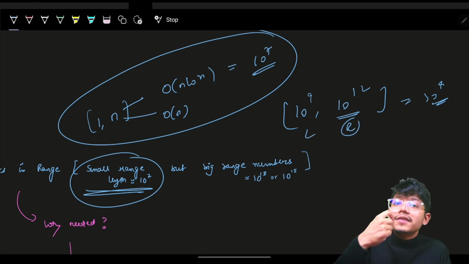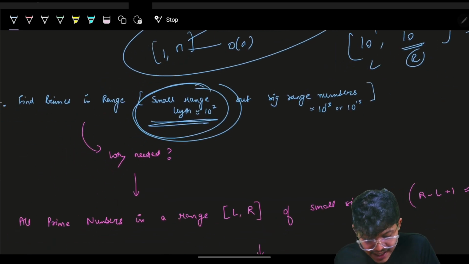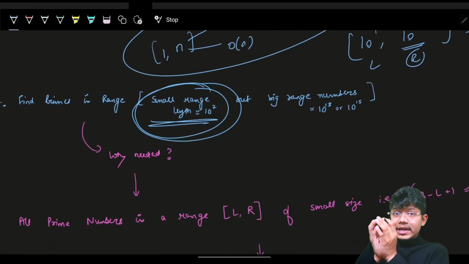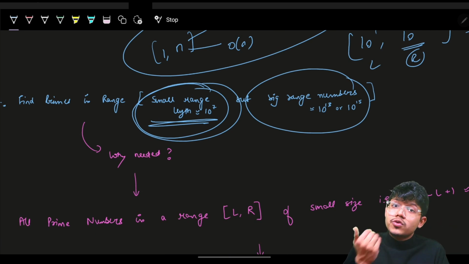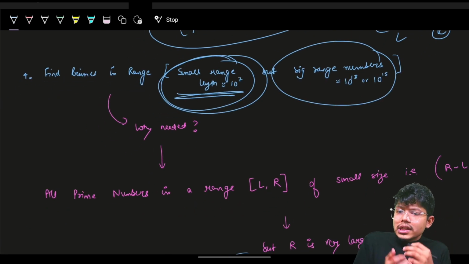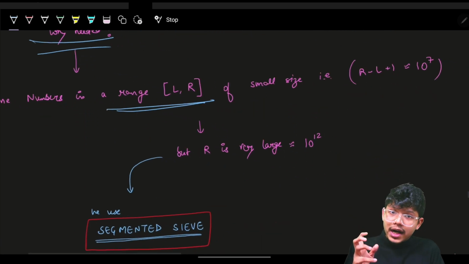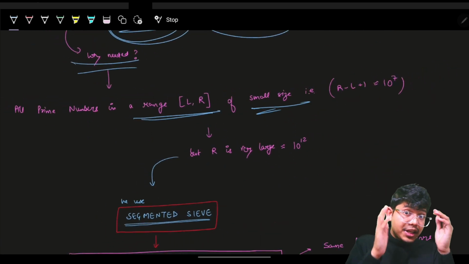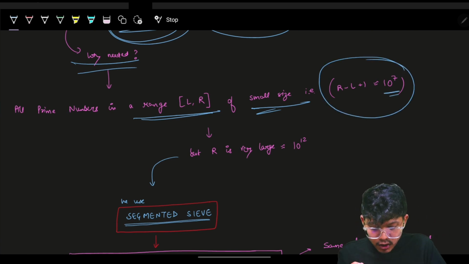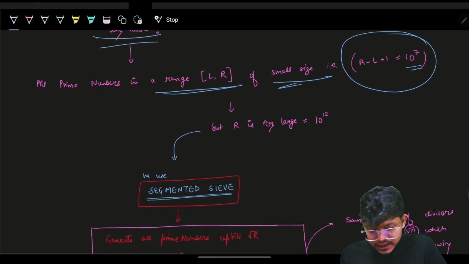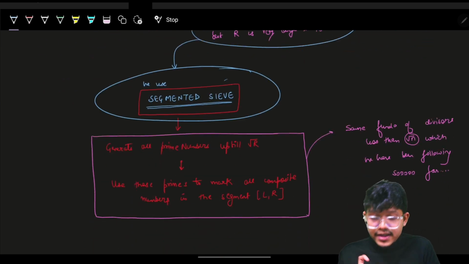In that kind of scenario, I will use segmented sieve. So my range length is small, which is within 1e7, but my R is very large, let's say 1e15, 1e13, and so on, which is beyond your integer. In that case, what do we need to do? If I have a range L comma R and my range length R minus L plus 1 is small, around maximum 1e7, but my R is large, then I can simply use my segmented sieve.